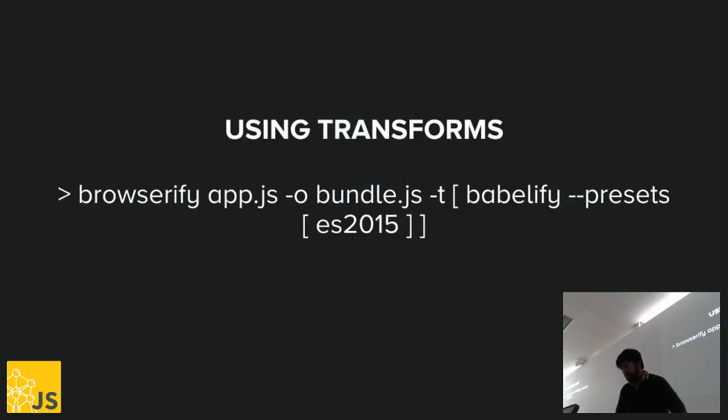Using transforms is pretty straightforward. You use the Browserify command with the entry point of the application and give it an output bundle name. You specify a -t. This looks funky, but that's how it is. You specify the Babelify command with the preset of ES 2015. If you want to use ES 2015 or ES6, you need to have this preset installed along with Babelify. Now this is really difficult if you want to do it on the command line.